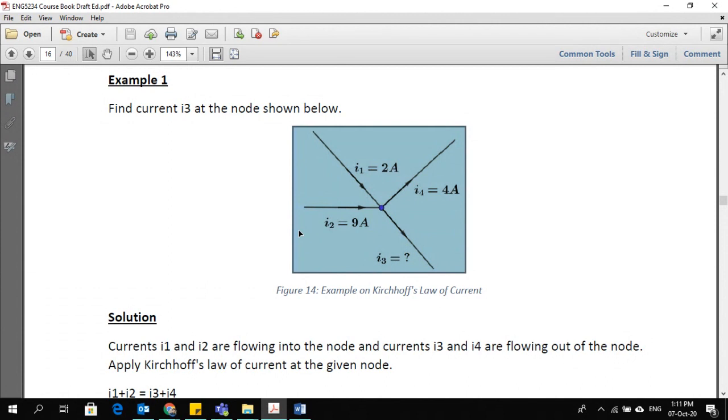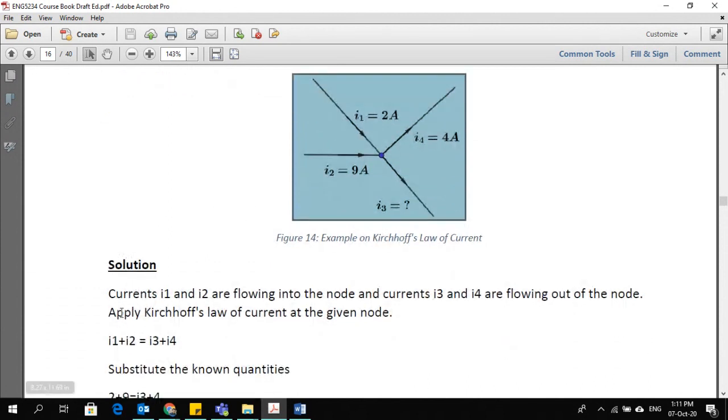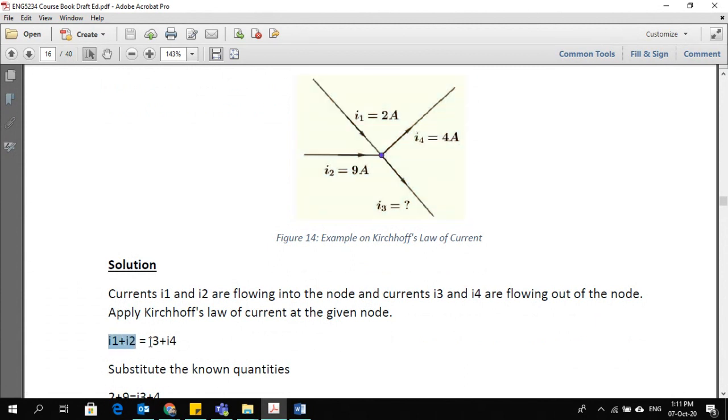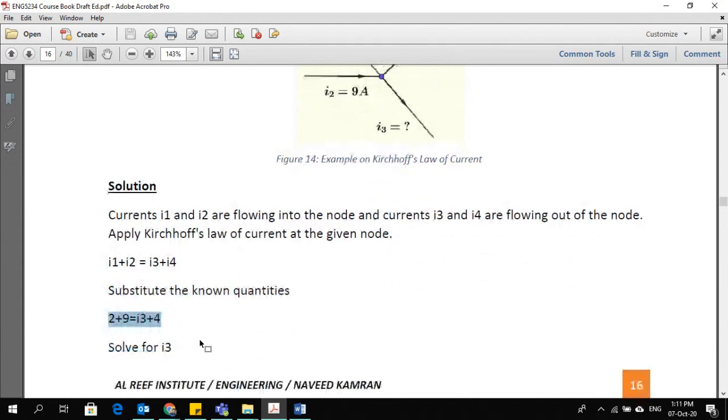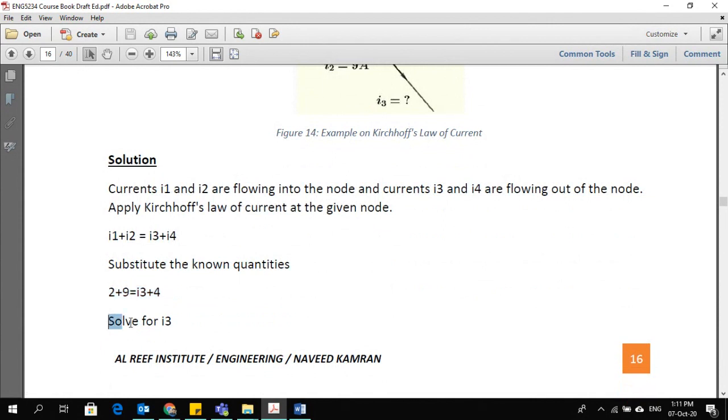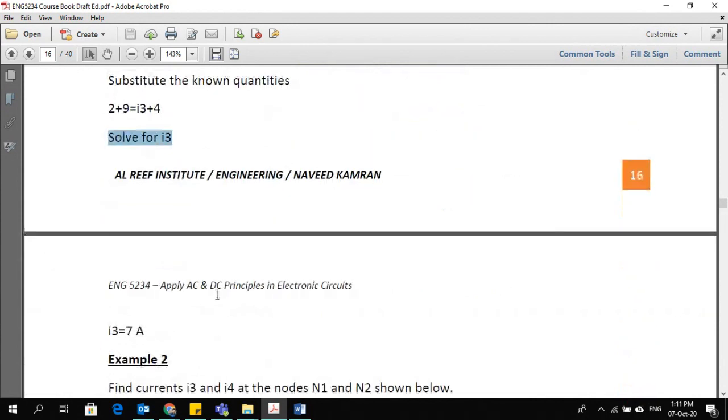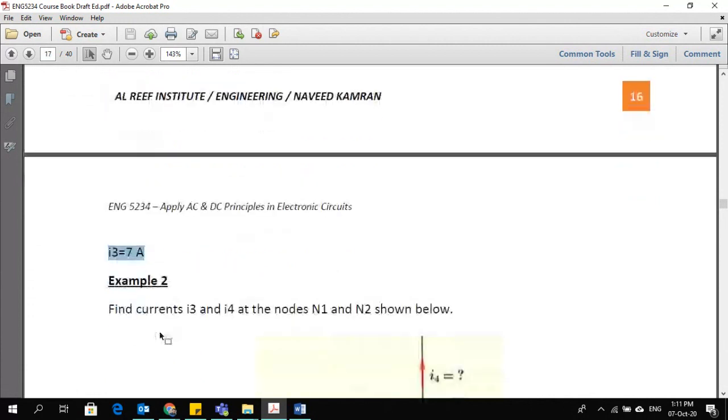We will be using Kirchhoff's current law, and according to that, current entering the node is equal to current leaving the node. So we will put that formula, substituting the known values. You put in all the values except I3, which is unknown, and the rest is simple. You have to solve for I3. Just take 4 to the other side of the equation, and after solving you will find I3 as 7 amperes. So this was pretty easy.